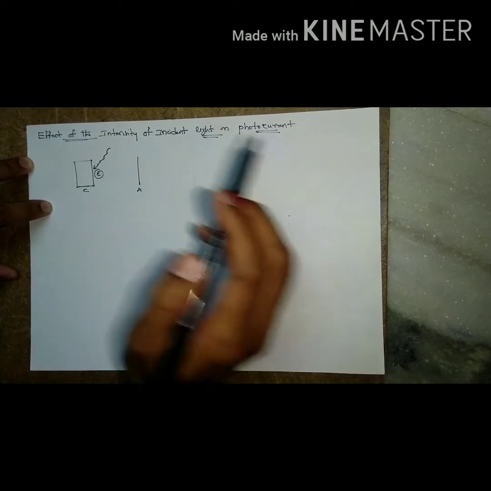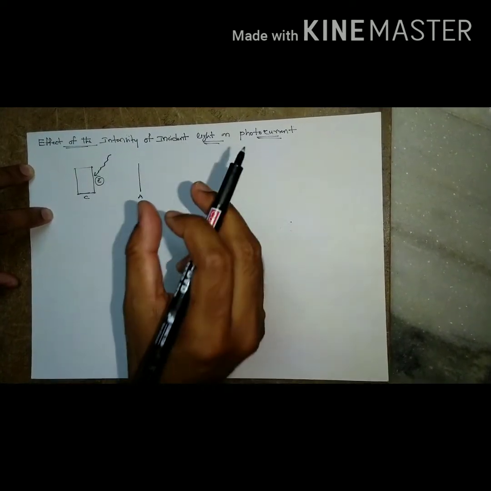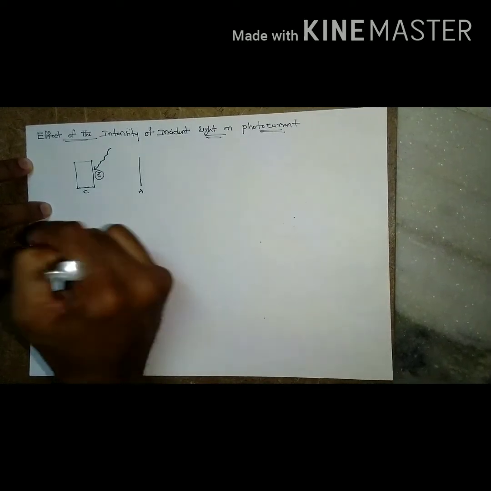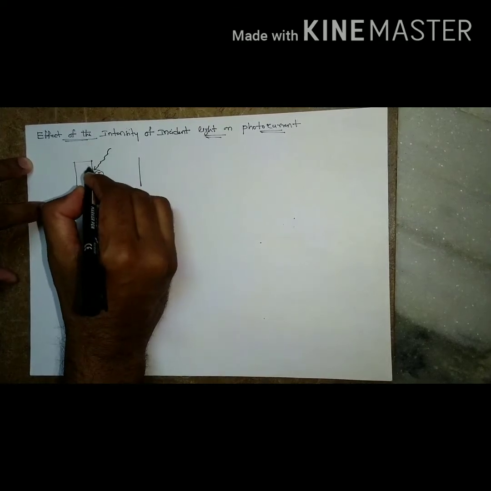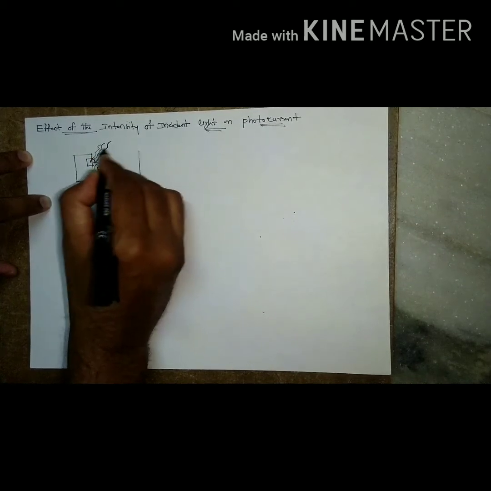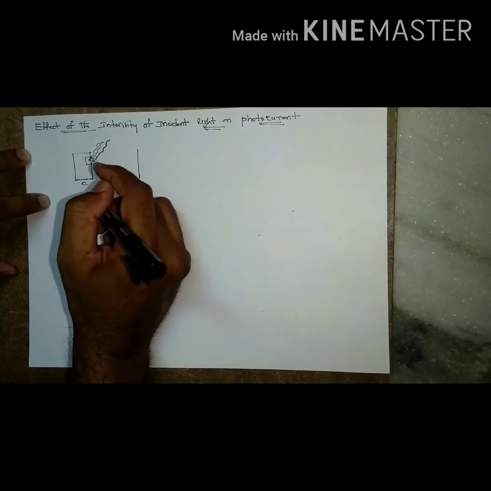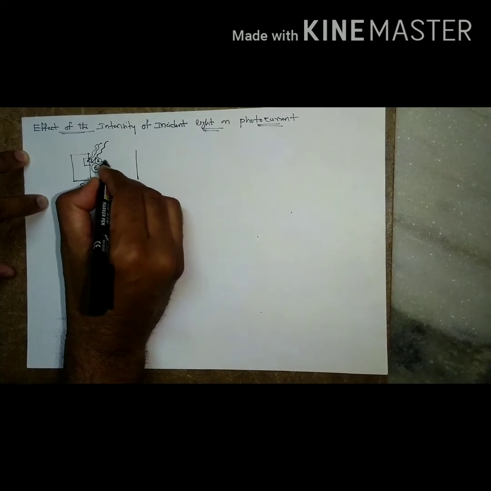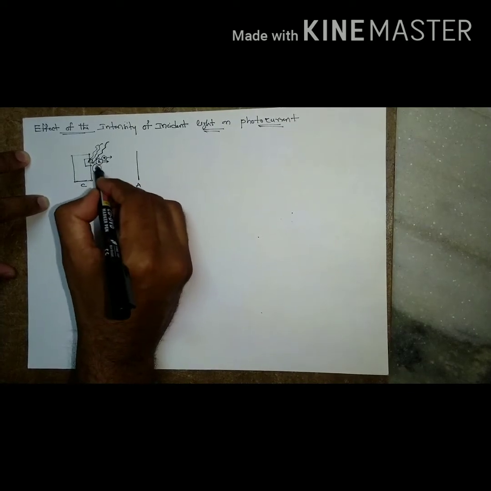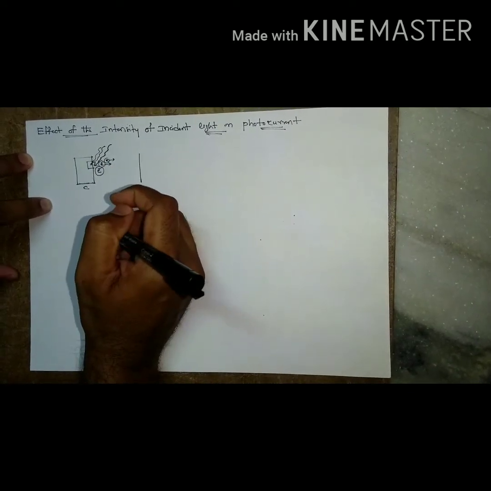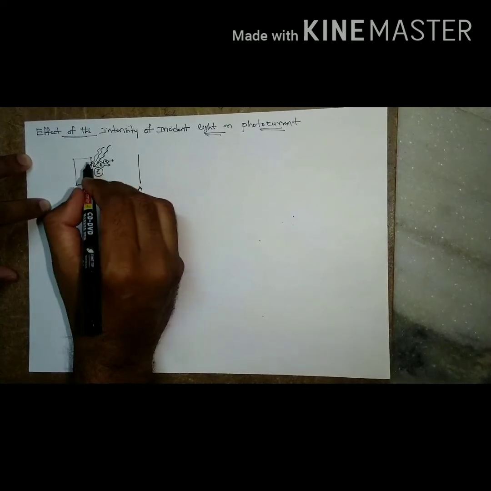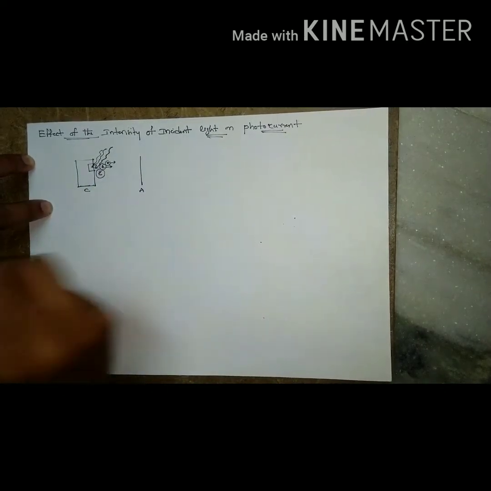First of all, intensity of incident light. Intensity means the number of light rays per unit area per second. Suppose you take 1 unit area, and 50 rays are incident on this unit area in 1 second. Then suppose 50 electrons are released from the metal surface. Here the electron number depends upon the intensity of incident light. The number of electrons per second is directly proportional to the intensity of incident light. That is the most important point here.